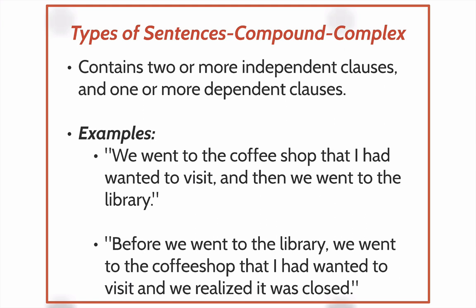We went to the library, another independent clause. Second example, before we went to the library, we went to the coffee shop that I had wanted to visit, and we realized it was closed. There we have independent clauses. We went to the coffee shop, we realized it was closed, and we also have, before we went to the library, that I had wanted to visit, which are dependent clauses. So here you're moving into more complex territory. You're conjoining multiple independent clauses and multiple dependent clauses.